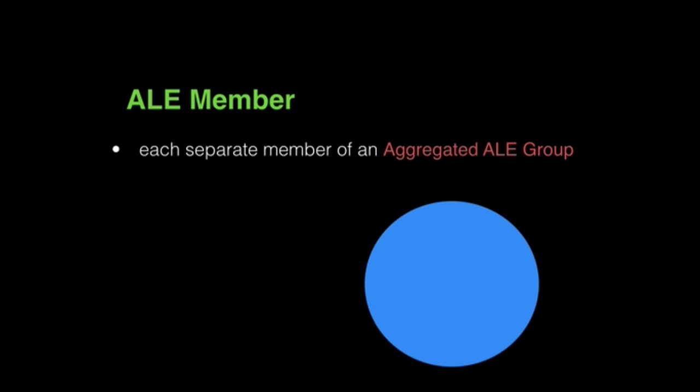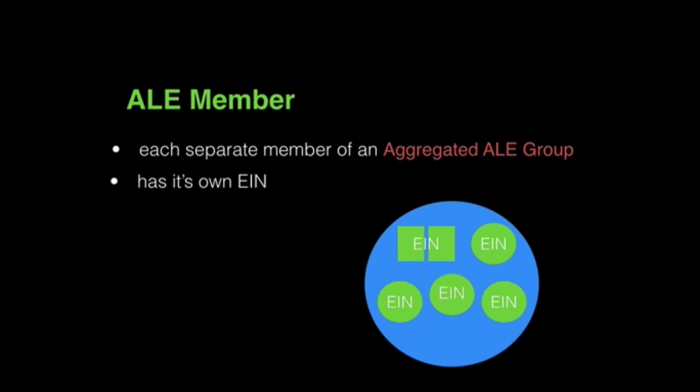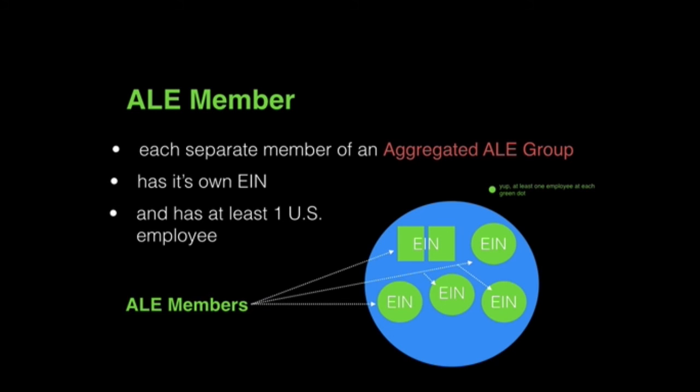Okay, when do we talk about ALE members and get just a little more information about those? Well, let's talk about that right now. An ALE member is each separate member of an aggregated ALE group that has its own EIN and has at least one U.S.-based employee. So what happened to that 50 employee requirement? Well, as long as the aggregated ALE group has 50 employees or more, FTEs, then each member needs to file its own 1094C. Okay, got it. So there are our ALE members.